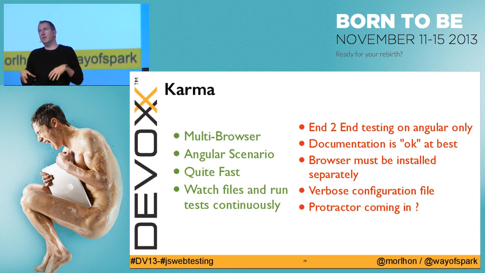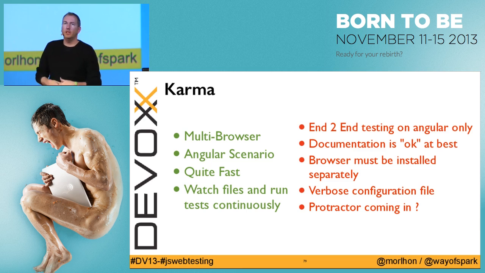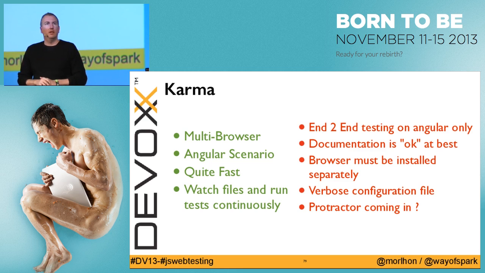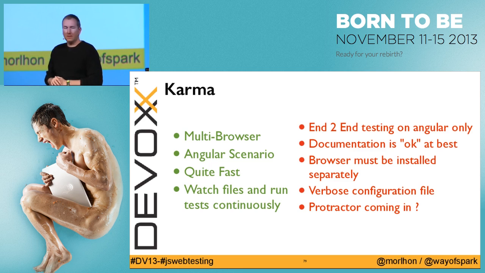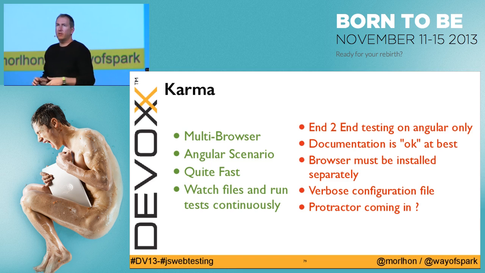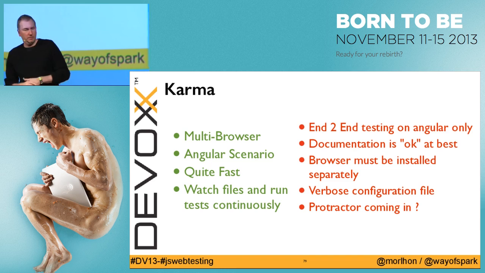One thing I don't like is that the browser has to be installed separately. So whenever you set up a new box or new developer box, he has to install all the browsers manually. I would like that whenever the thing runs, it installs the browsers automatically. For instance, you can do that with Phantom.js. But, well, it's not the case for all. I just don't understand the configuration file. I mean, it's too big.